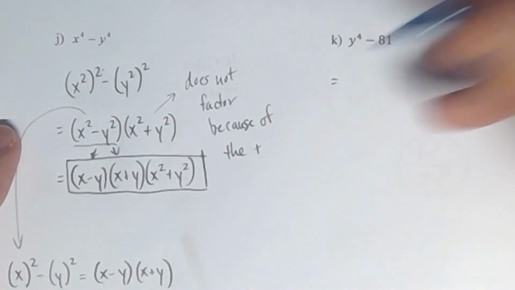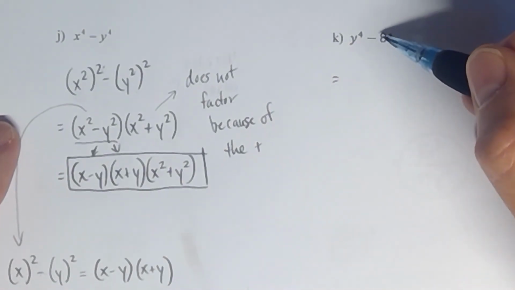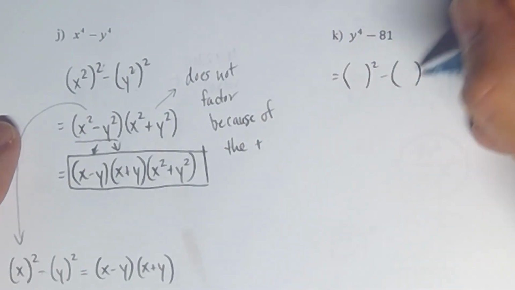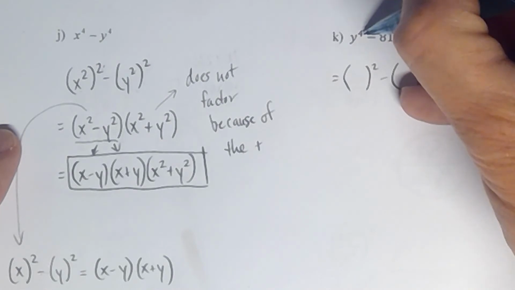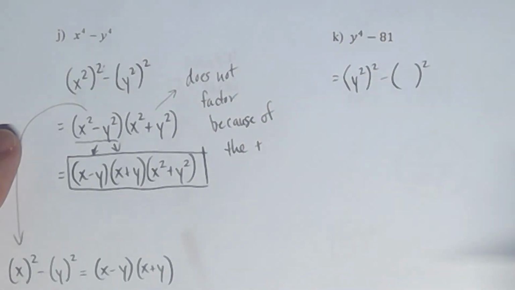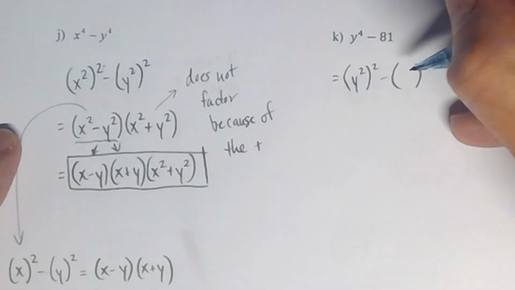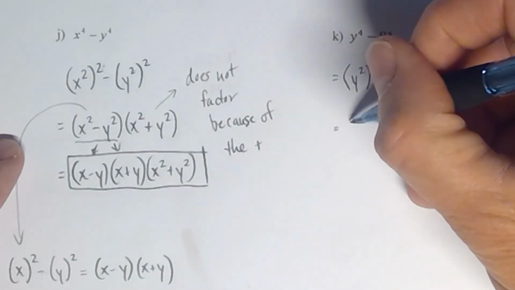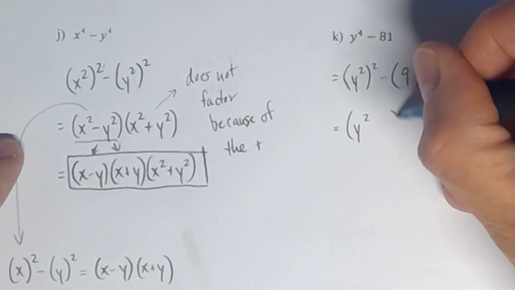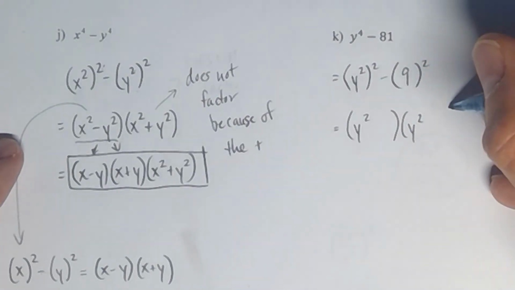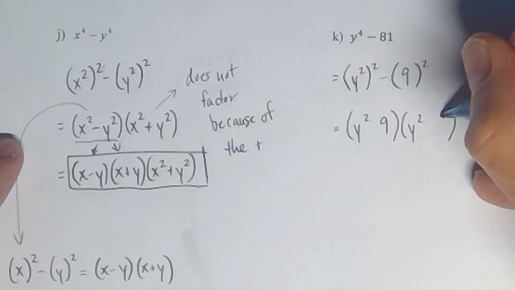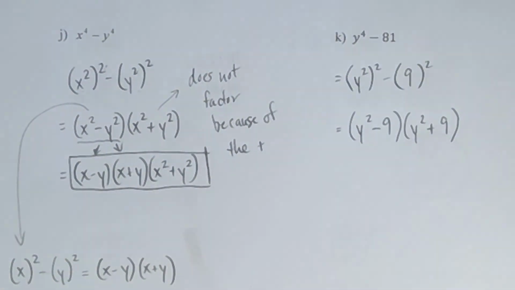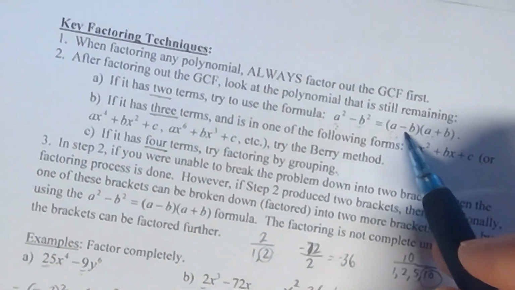This one's quite similar, actually. Again, the GCF is 1. It's got two terms, so we're going to try to do the a squared minus b squared formula again. Let's see if it works. 1y to the 4th, wouldn't that be 1y squared, squared? 2 times 2 is 4. And isn't this 9 squared equal to 81? So according to the formula, the y squared goes in the first part of each bracket. The 9 goes into the second part of each bracket. You put your minus and plus in there according to the a squared minus b squared formula.